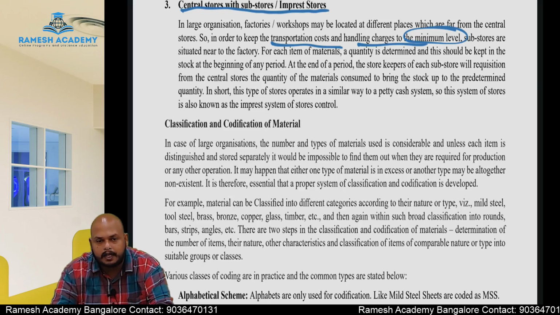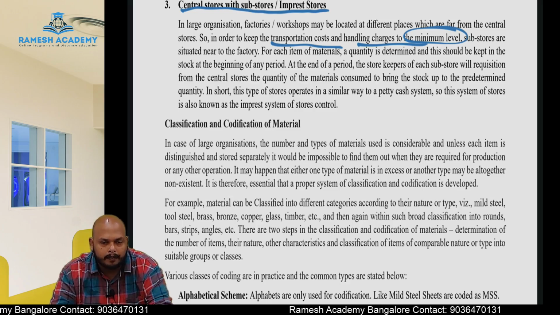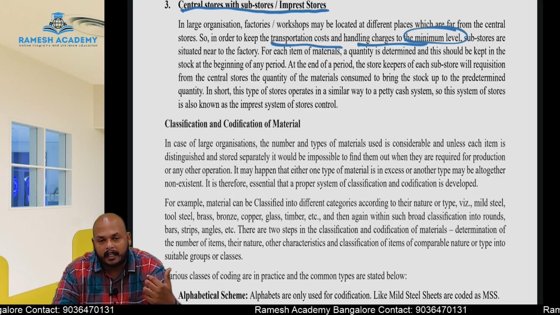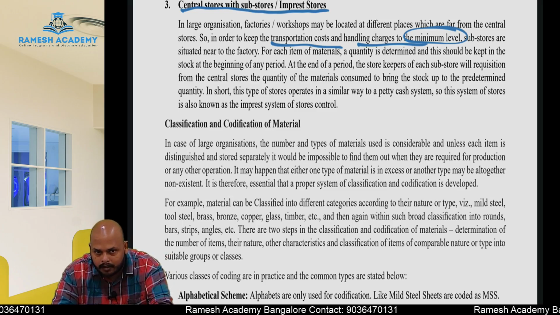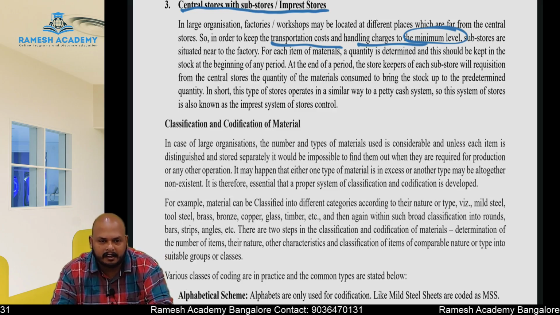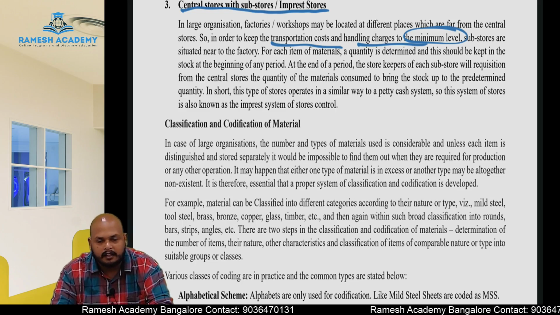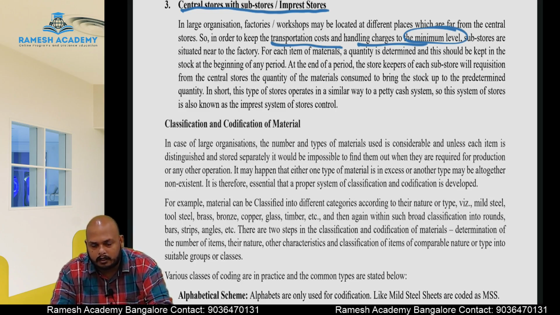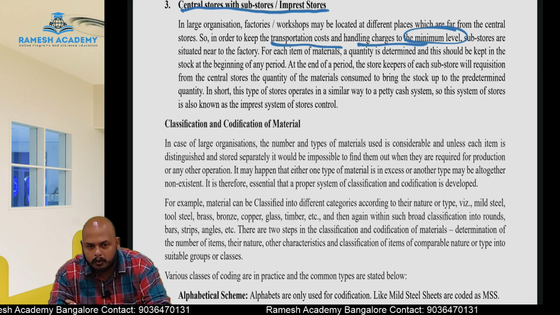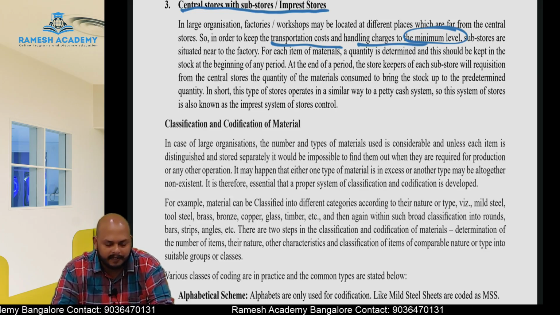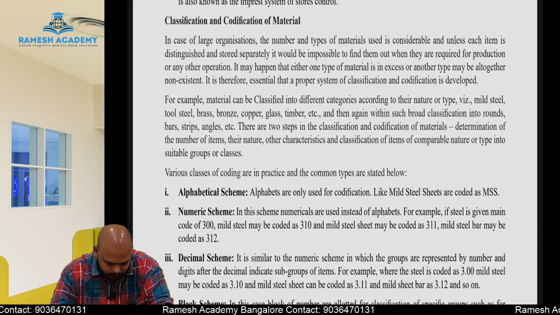In simple language, in each and every sub-store, a storekeeper will be there. Whatever raw material is required by the factory should be maintained in advance by the sub-store. So whenever the factory requires, the sub-store will immediately issue that material. Then once the material has been issued, he will again send a request to the central store location to refill these items. This is how central stores with sub-stores will work.